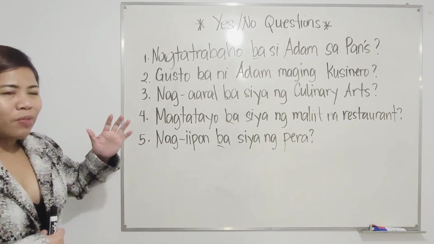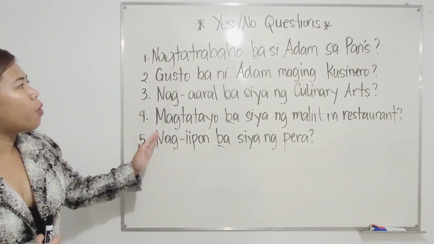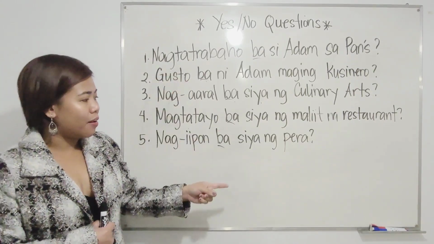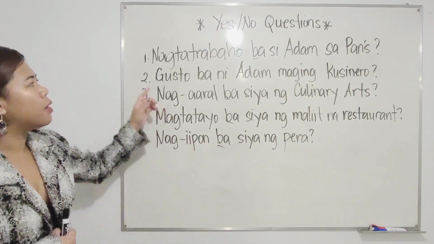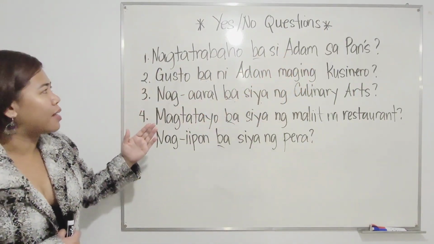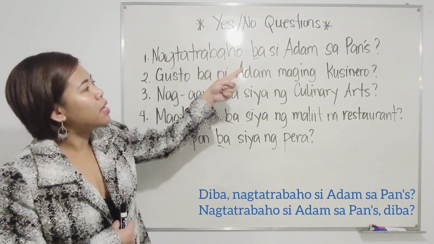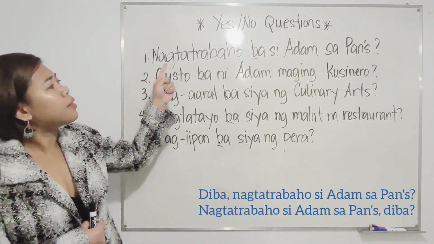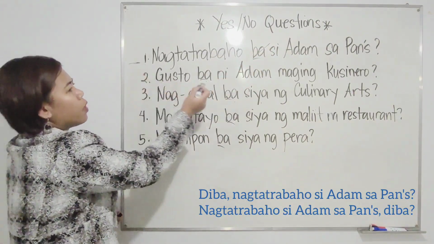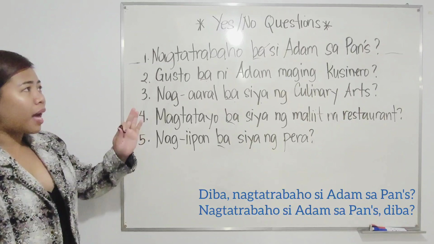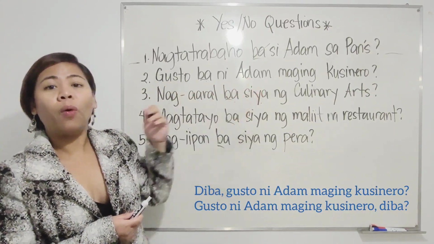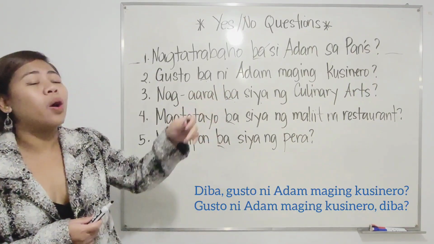So look at this one. It's very easy. So if in the positive form, we put the ba or our question marker after the verb, when it becomes negative, when you put hindi before ba, then you can put it before the sentence, or before you start your question, or at the end of your question. So it would be like this. Hindi ba nagtatrabaho si Adam sa pants? Or you can also say, nagtatrabaho si Adam sa pants, diba? So it means you are going to remove this here, you put it here, or you put it in the end, plus the hindi before the ba. So number 2, you can say, diba gusto ni Adam maging kusinero? Or you can say, gusto ni Adam maging kusinero, diba?